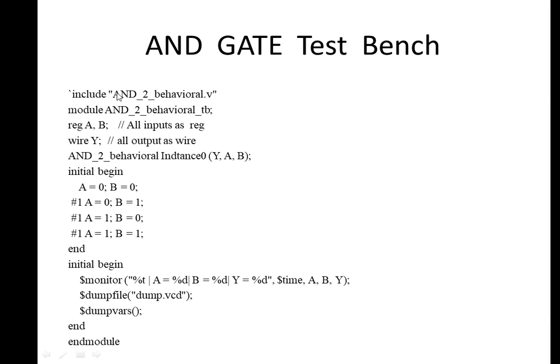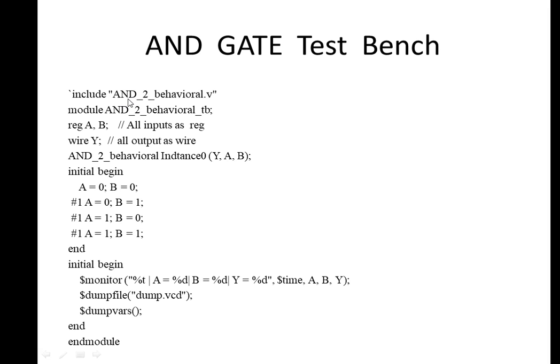So we are including that AND gate code. That is `include and the name of your file .v. You need to include this into whichever workspace you have. For this Verilog, we are writing the test bench. First, as usual in Verilog, create a module with the name of the test bench file. So the same name you have to give.